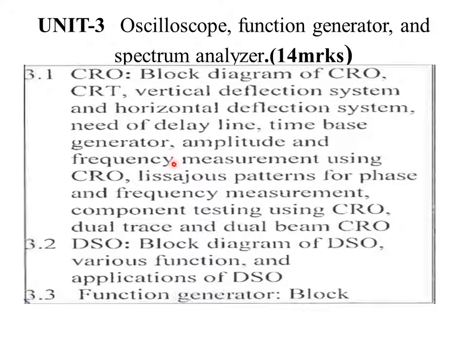In this unit we are going to cover some topics, that is CRO, block diagram of CRO, CRT, cathode ray tube. In that CRT we will cover vertical deflection system, horizontal deflection system and some other topics. Then we will cover Lissajous patterns for phase and frequency measurements. Then DSO, block diagram of DSO, various functions and applications of DSO. Then function generator, block diagram, functions and applications, as well as the spectrum analyzer. In today's lecture we are going to cover two topics, that is CRO and CRT.